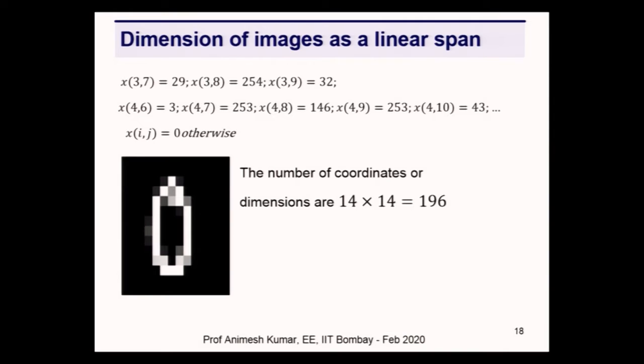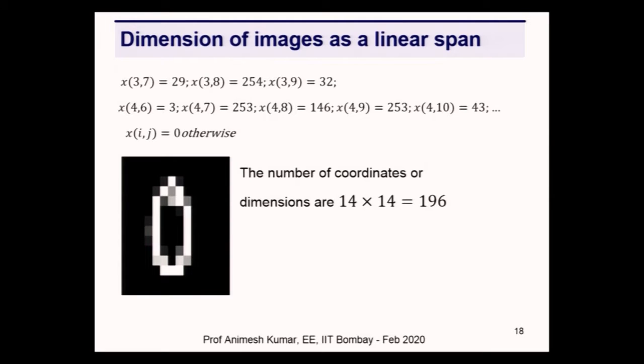So let's talk about the dimension of images, those MNIST images that we saw earlier, if we understand it as a linear span, then what does it mean in terms of dimension? If you remember, we had this image of 0, and here the black is basically 0 and white means 1 or 255. That's the RGB scale. And so if you remember, the third row and the seventh column is 29, third row, eighth column is 254, third row, ninth column is 32, and so on. So you can enumerate all the non-black pixels out.